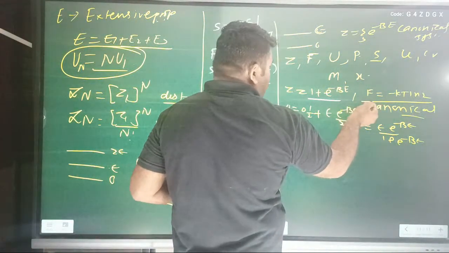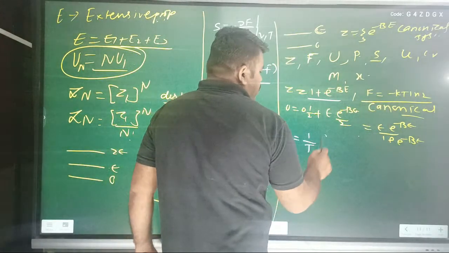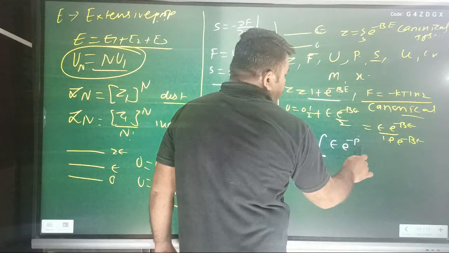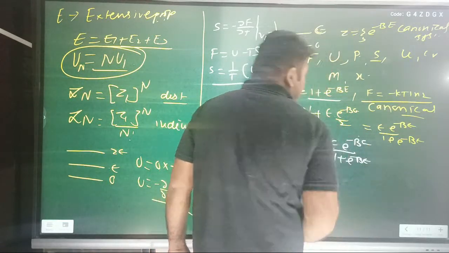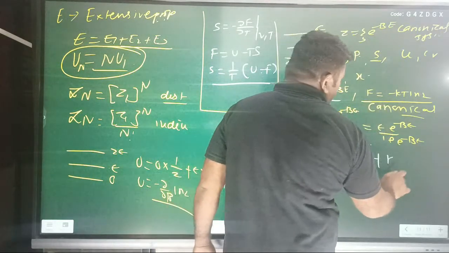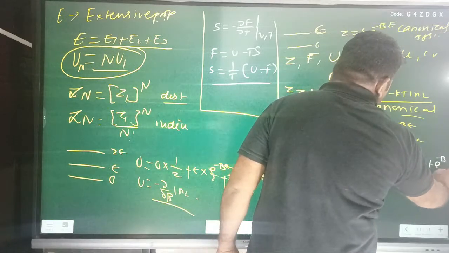We can find out F also. We can find out the U also. Then entropy S is equal to 1 upon T, U. What is the value of U? U is epsilon e to the power minus beta epsilon upon 1 plus e to the power minus beta epsilon. Here minus, this minus and this minus become plus kT ln Z. ln Z means 1 plus e to the power minus beta epsilon.